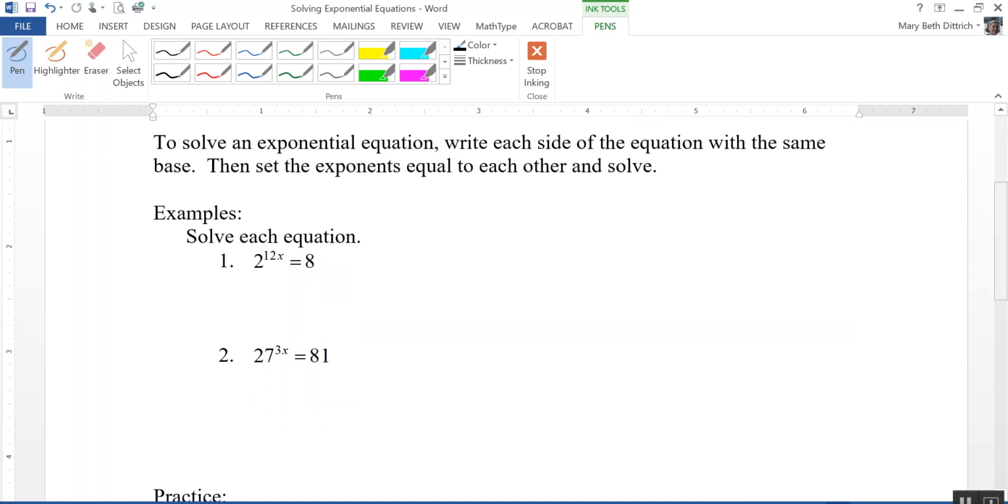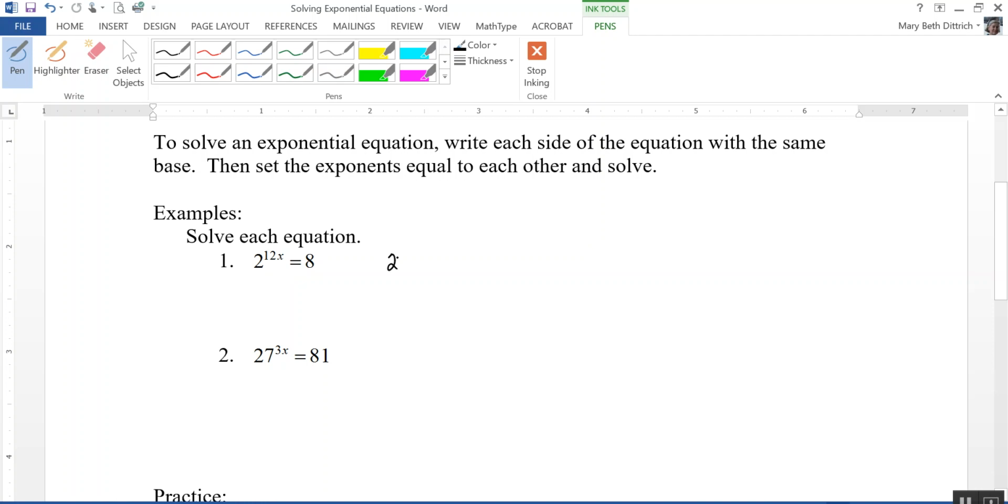So here we have the equation 2 raised to the power of 12x equals 8. So I need to write each side of the equation with the same base. Common bases that you're going to use are 2, 3, 5, sometimes 6 and 7, but a lot of the problems you're going to see are 2, 3, and 5. So this already has a base of 2, and I know that 8 is 2 raised to the third power.